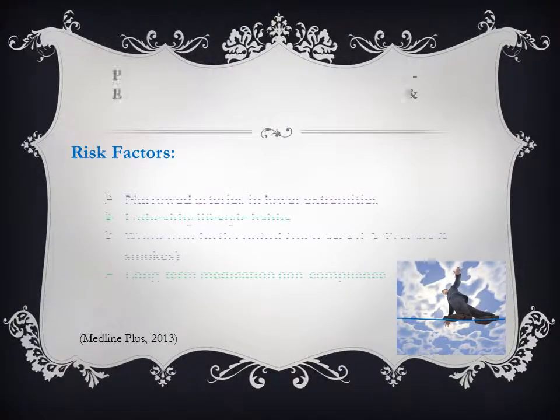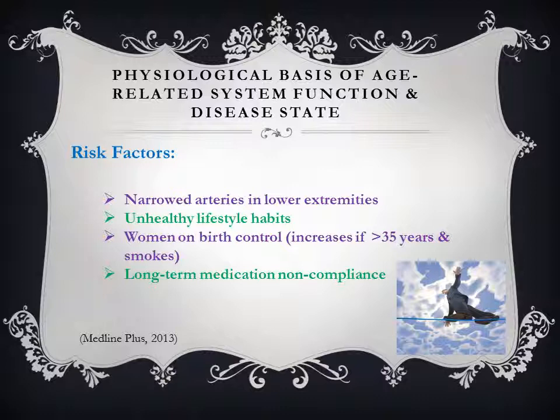Stroke risk is also higher in people who have heart disease or poor blood flow into their legs caused by narrow arteries. As well, people who have unhealthy lifestyle habits such as smoking, diets high in fat, and lack of exercise. Women who take birth control pills are also at risk, especially those who smoke and are older than 35.